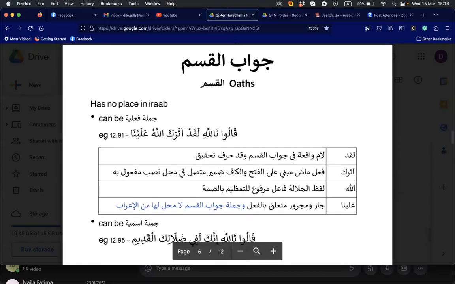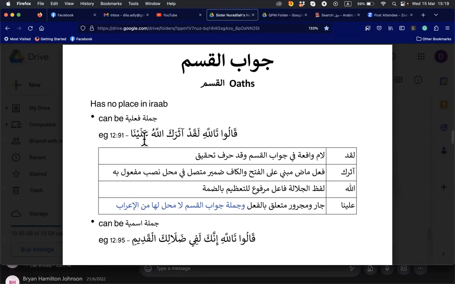Okay, now for the jawabul qasam. It can be jumlah fi'liyah, it can be jumlah ismiyah also. So here we have tallahi, and after that will be our jawabul qasam. Of course, for jawabul qasam, basically you can think of it as like a shart. So we will use the same term.